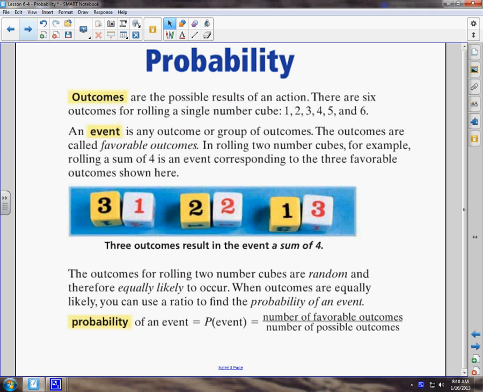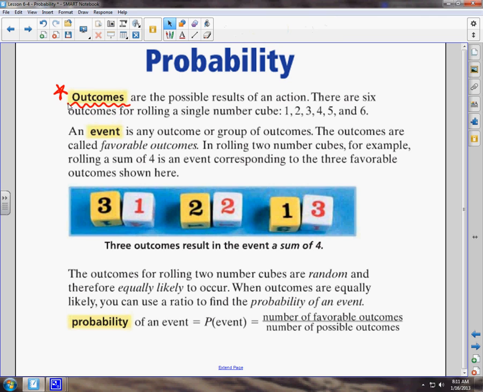So first, copy down outcomes. Outcomes are the possible results of an action. So like in a basketball game, the outcomes are you either win, you tie, or you lose. So those are the outcomes. There are 6 outcomes for rolling a number cube or a dice: 1, 2, 3, 4, 5, or 6.